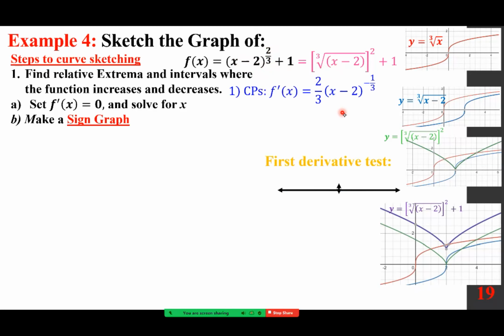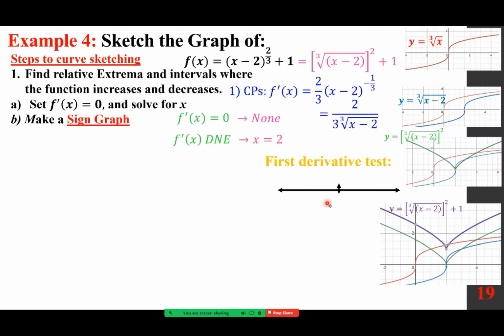I'm going to rewrite this by taking this down, making it positive 1/3, or a cube root. F prime equals 0. A fraction is 0 when the top is 0, and that doesn't produce any solution because the top is a number. F prime does not exist or it's undefined. A fraction is undefined when the denominator is 0, and that would be x equals 2. So we do have a critical point at x equals 2.